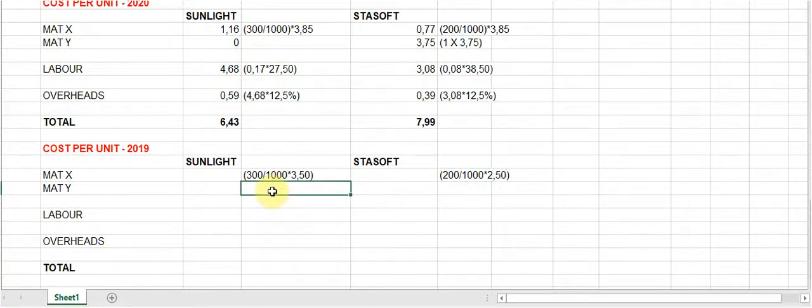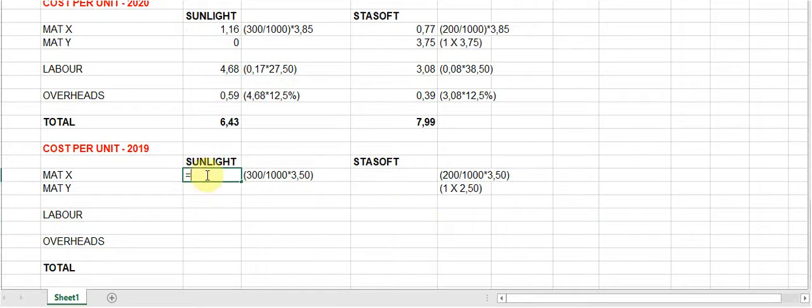In terms of material X, there was a Y, there was nothing for Sunlight and it was 1 unit for Stasoft. So it was 1 unit and we need to times that by the price of the previous year, which was 2 Rand 50. Sorry, I've just made an error here. Just note the price is 3 Rand 50. See how easy it is to make a mistake? We need to be awake. 3 Rand 50 for material X.